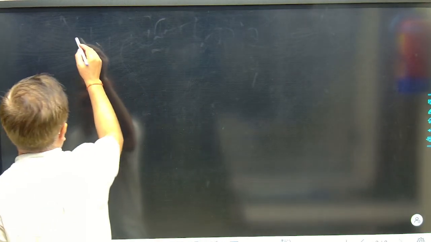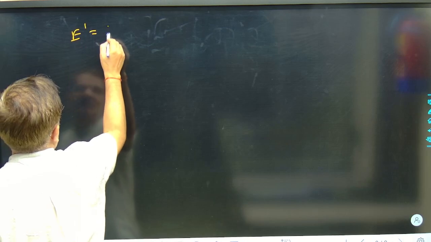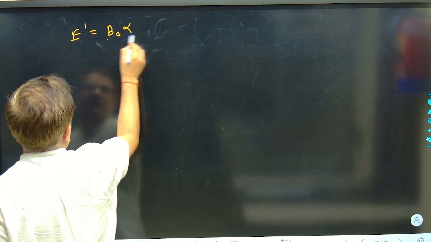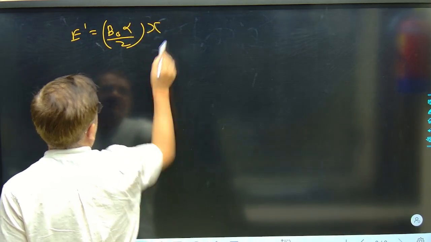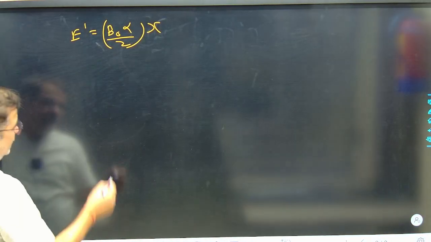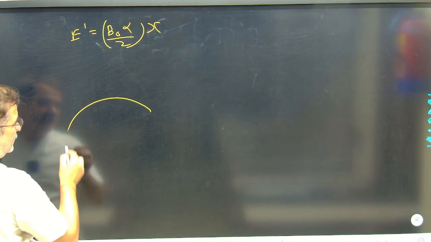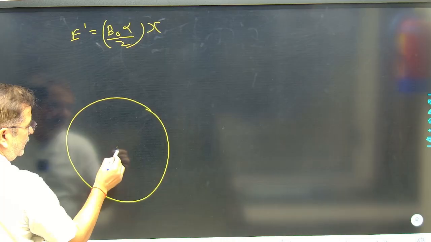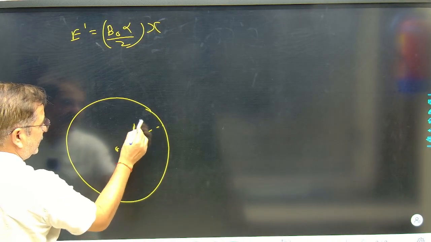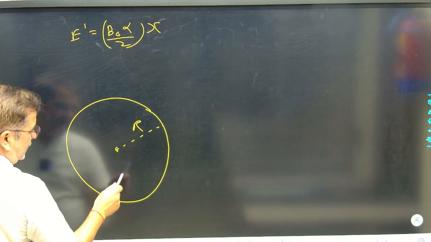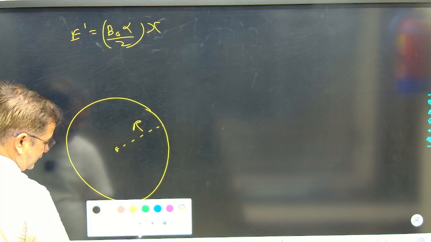Now I come to the next piece and see the result. I am saying that E dash is equal to B naught alpha by 2 into x. This result we had. One step moving forward, it was the region of field where it was varying, radius was r. I am making a shorter figure, and the field lines are like this.